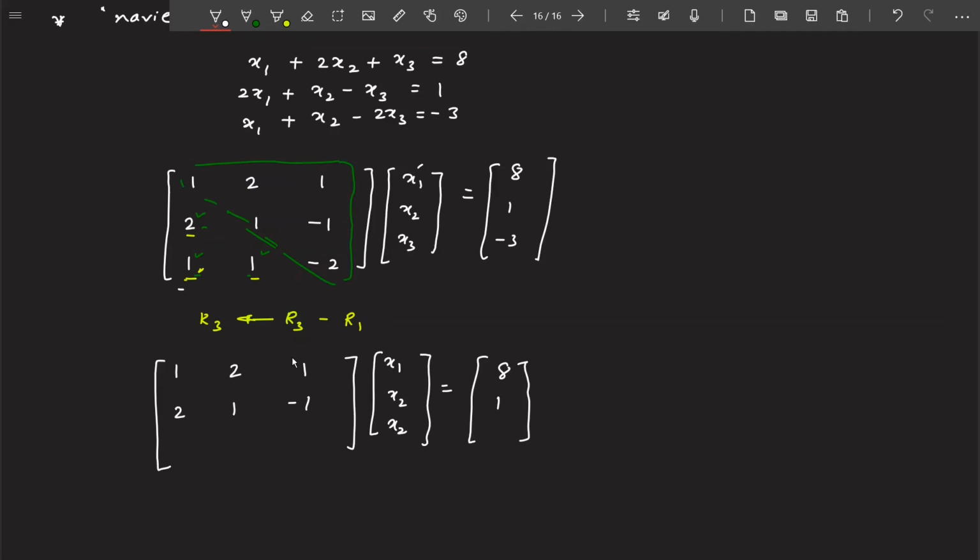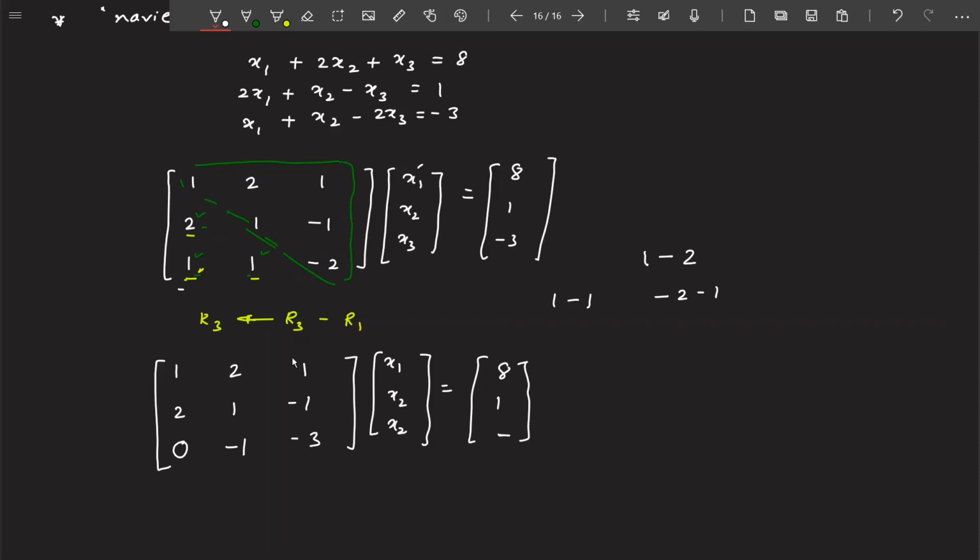So what is the value of R3 here? 1. Minus R1, which is 1. So 1 minus 1 comes out to be 0. Everybody is clear with this point? Again, what is R3? 1. Minus what is R1? 2. 1 minus 2 is minus 1.